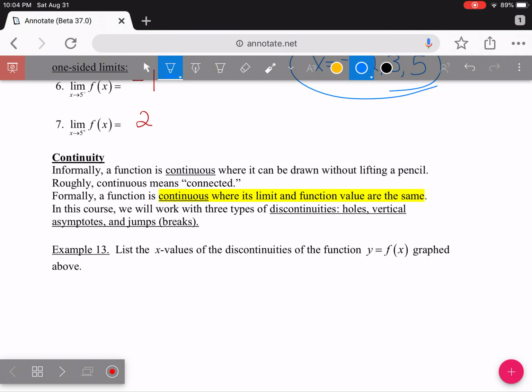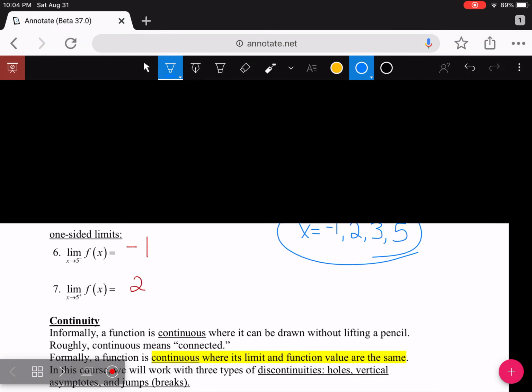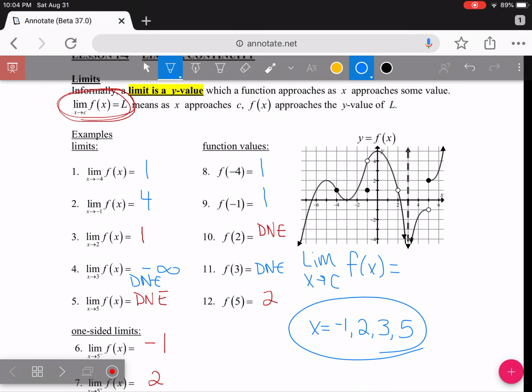Now, there are different names for these different types of discontinuities. So let's take a look at those really quick and see which ones are which. Well, the first type of discontinuity is a jump discontinuity or a break. And that would be something like this one. So it's like you're approaching one value and then you jump to a totally different value and then keep going. That's a jump discontinuity. So that's this one. That's a jump.